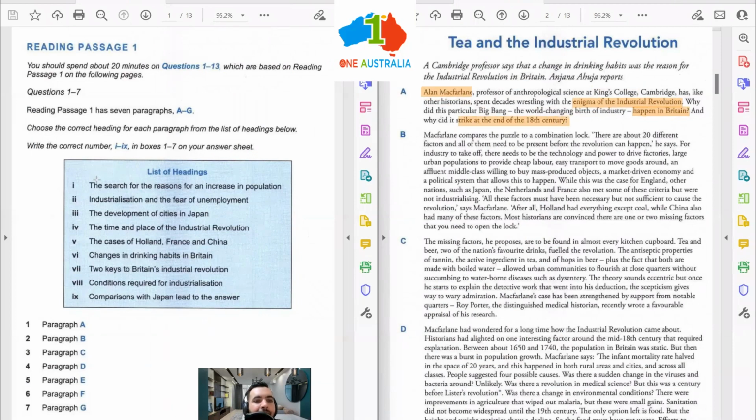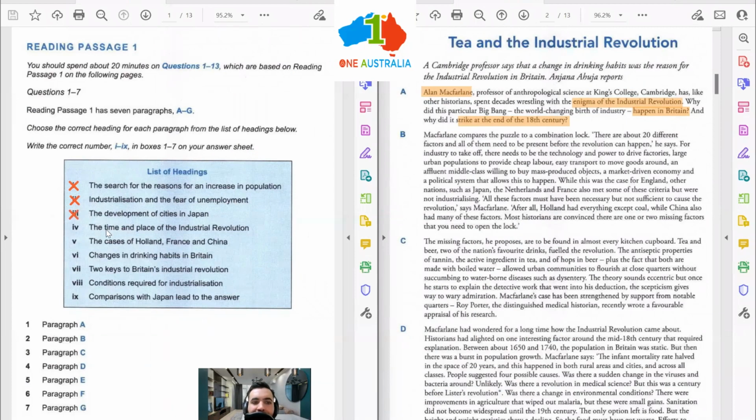Now, if we take a look at the headings, guys, let's read the headings one by one and try to answer this. First heading here, they're saying the search for the reasons for an increase in population. Are they talking about an increase in population anywhere in this paragraph? No, right? So you can clearly discard this. Next, they're saying industrialization and the fear of unemployment. Definitely they're talking about industrialization, but nowhere have they talked about any fear of unemployment here. This also we can discard. Next, the development of cities in Japan. No mention of Japan anywhere in the first paragraph.